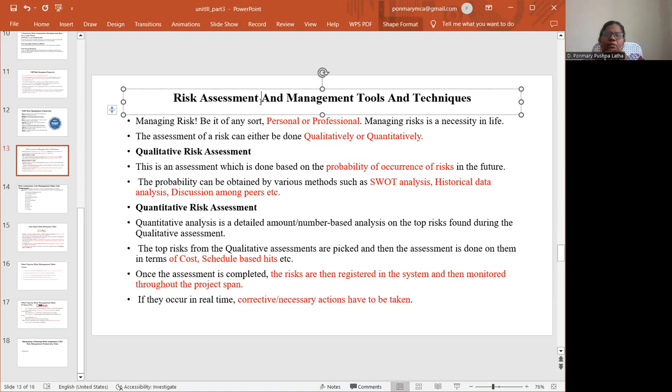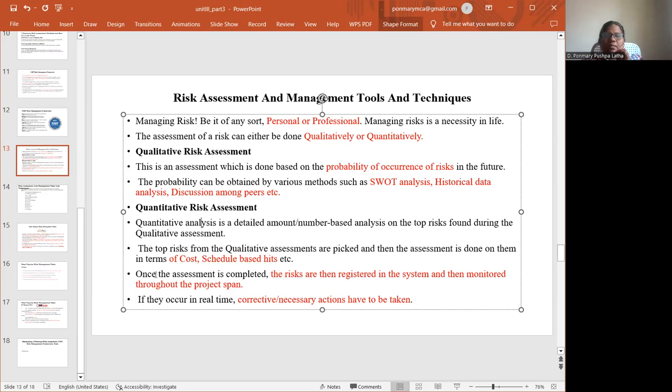So there are a lot of tools for risk assessment and management, both personal as well as professional. When you go with risk assessment, you can go with qualitative assessment as well as quantitative assessment. The qualitative assessment deals with probability, SWOT analysis, historical data analysis, and we also discuss among peers. So we say, if there are 10 machines, 4 machines are having the problem, like that.